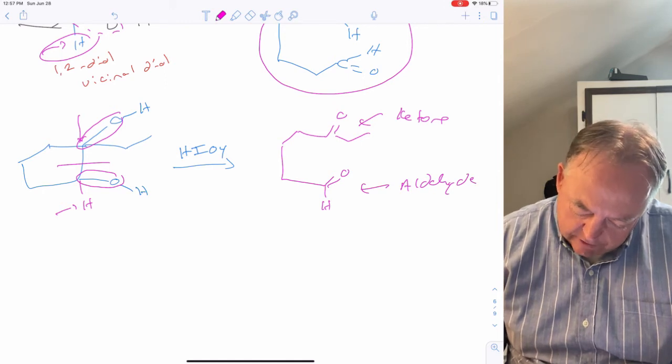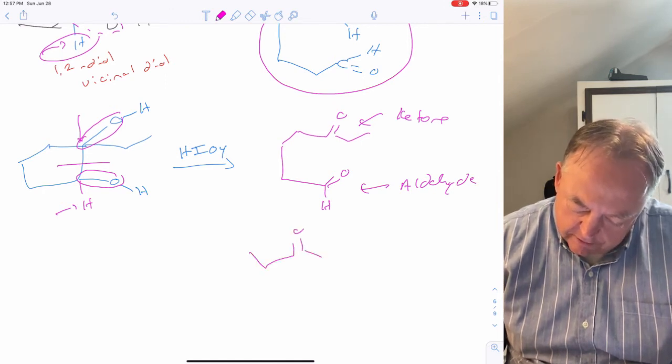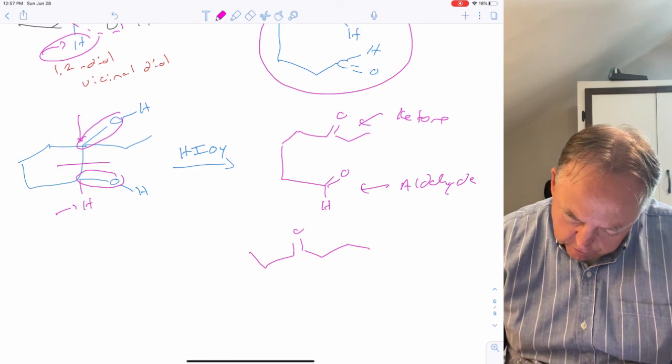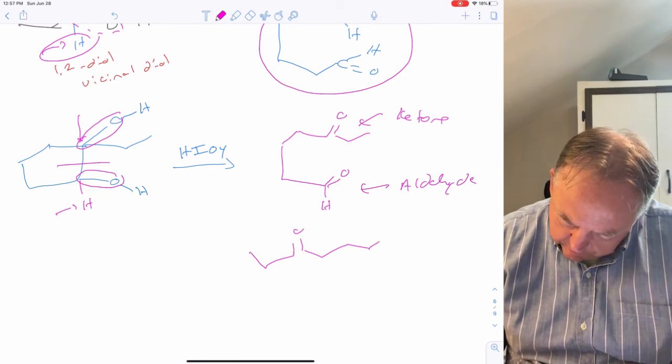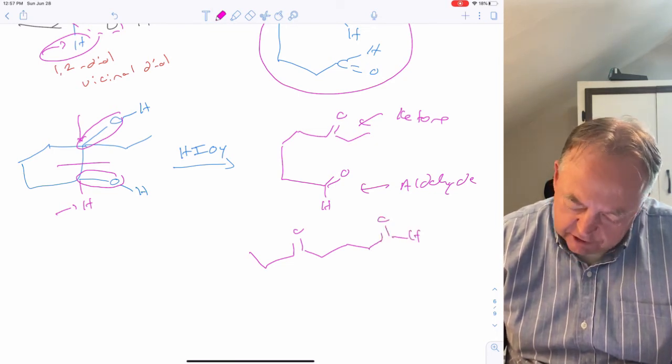And then this will be maybe more commonly written like 1, 2, 3, that, which is the same molecule, right?